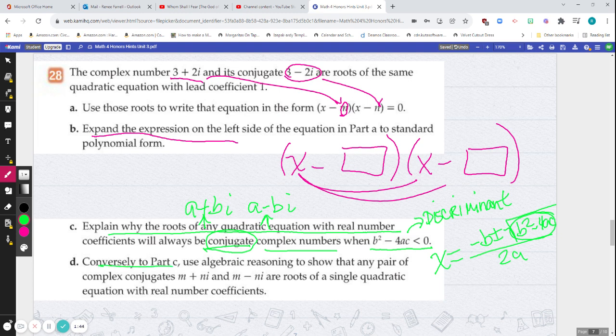Okay, and then it's also saying for part D, conversely to part C, use your reasoning to show any pair of complex conjugates are roots of a single quadratic equation with real number coefficients. So what it's kind of asking you to do is go back and do the same thing we did here, but using general formulas m plus ni and m minus ni instead of in part A where you had a specific complex number conjugate set of 3 plus 2i and 3 minus 2i.